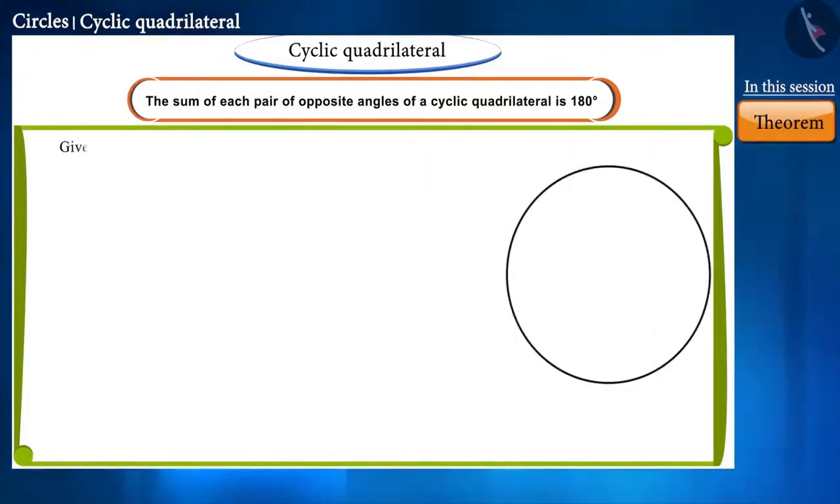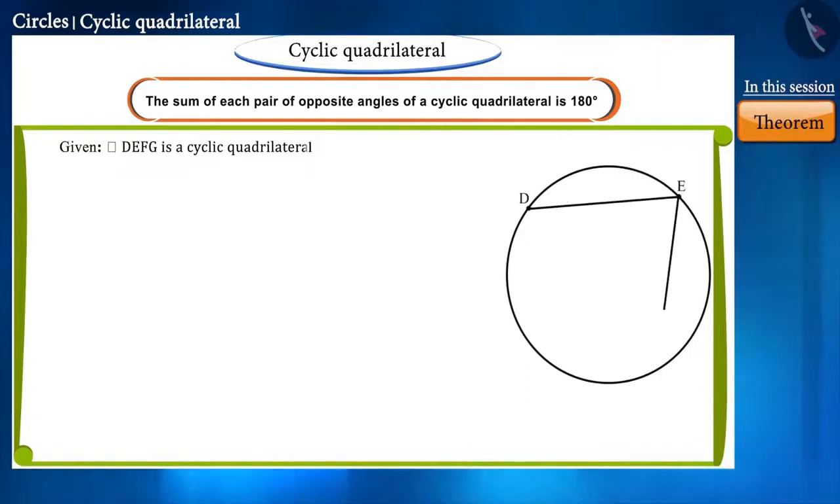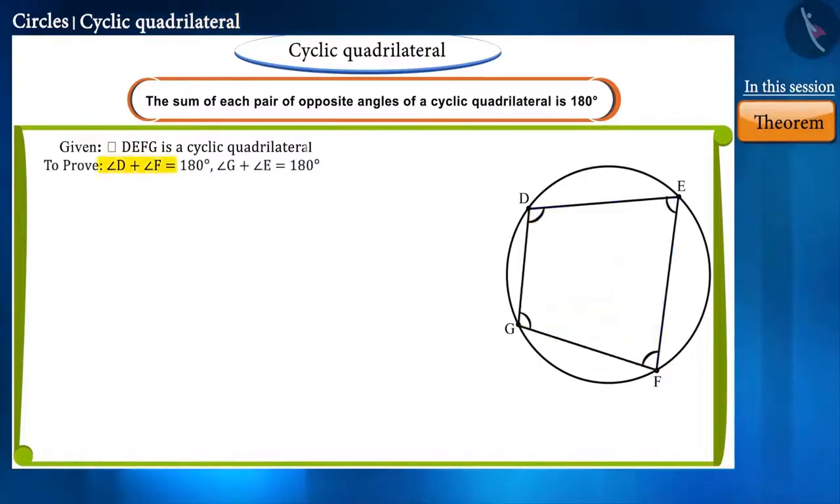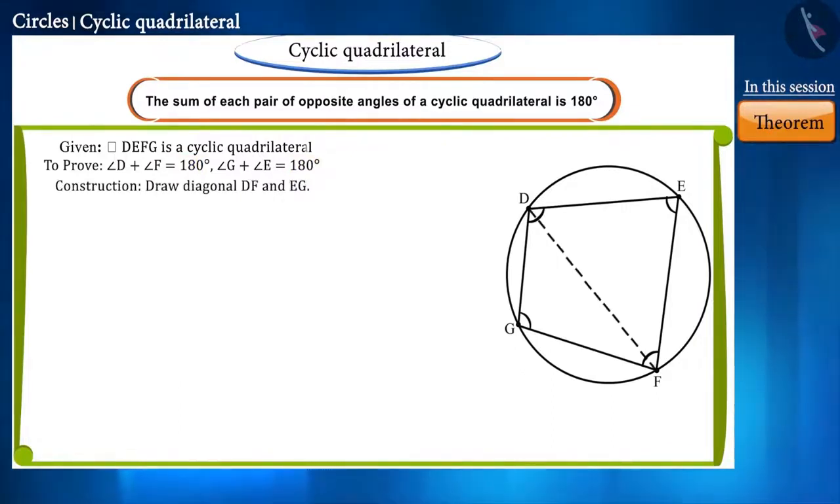According to the statement, here we draw a cyclic quadrilateral DEFG. We have to prove that the sum of each pair of opposite angles in it is 180 degrees. Here we draw diagonal DF and diagonal EG. Then in the quadrilateral we get these 4 triangles. Let us now see the proof of this theorem.